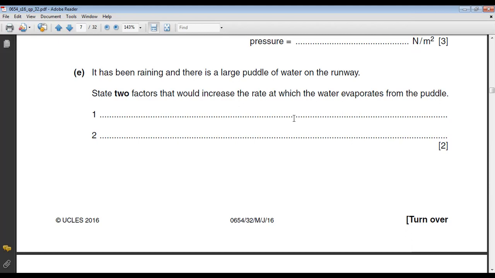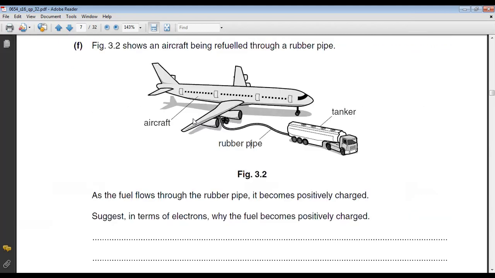Okay. Moving on with the next part, F part. Figure 3.2 shows an aircraft being refueled through the rubber pipe. As the fuel flows through the rubber pipe, it becomes positively charged. So just in terms of electrons, why does the fuel become positively charged? As the fuel flows through the rubber pipe, it gets positively charged. Why? The answer is clear, but write it in the form of electrons.